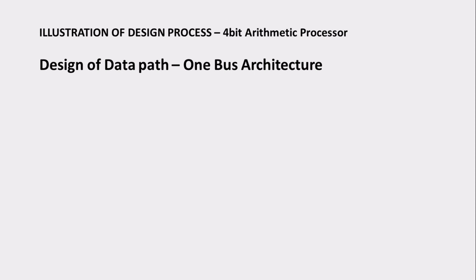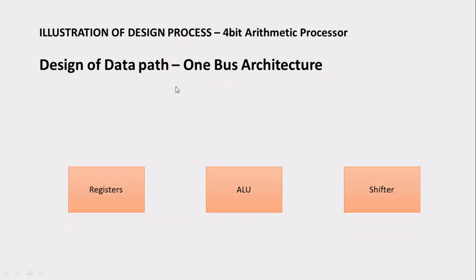So let us look into some of the bus architectures and how things can be done. The first is the one bus architecture. If you look at it, our input values will be stored in registers, the arithmetic operation will be done at the ALU, and the output will be shifted, and then again stored back in our registers.